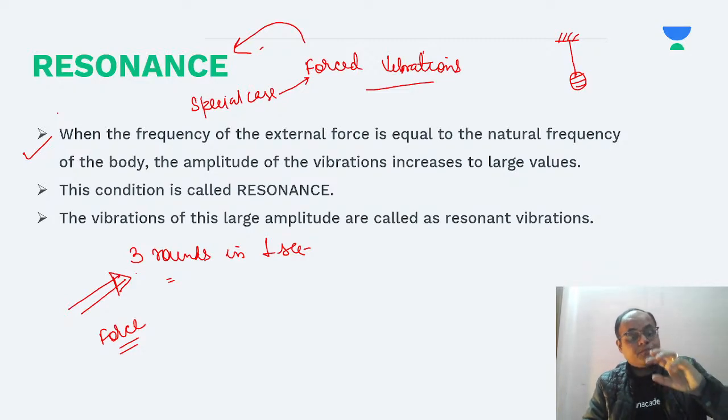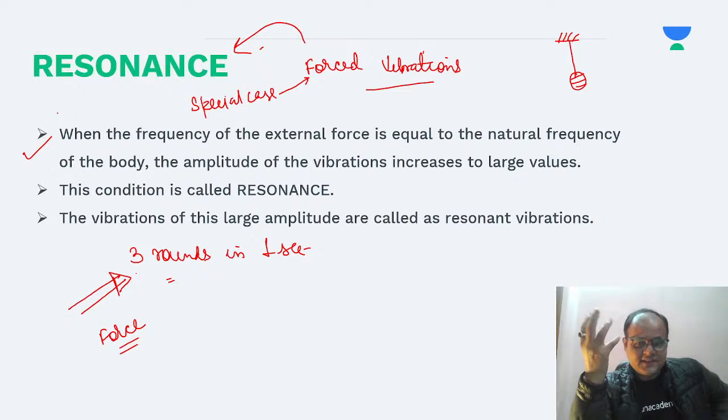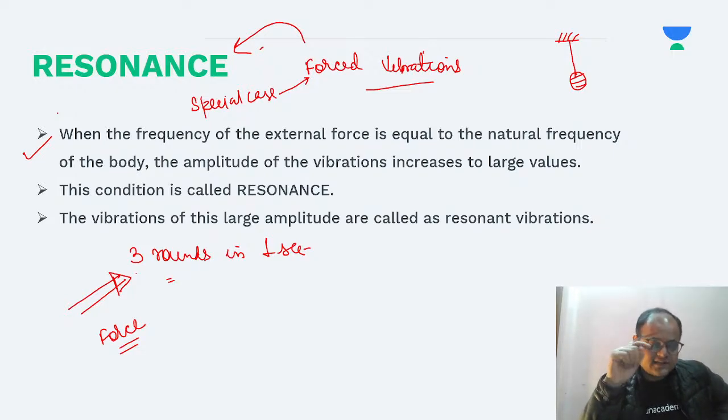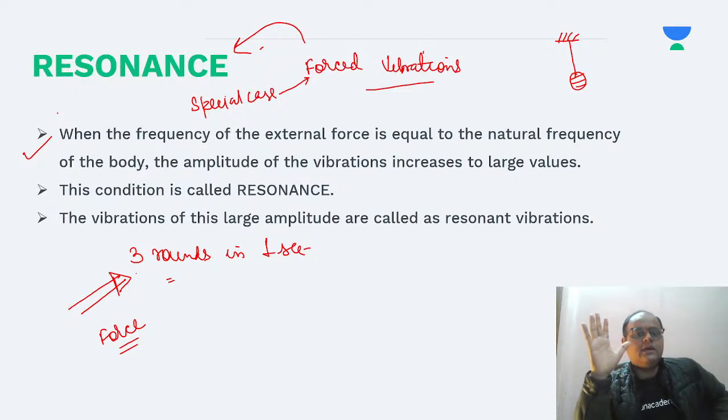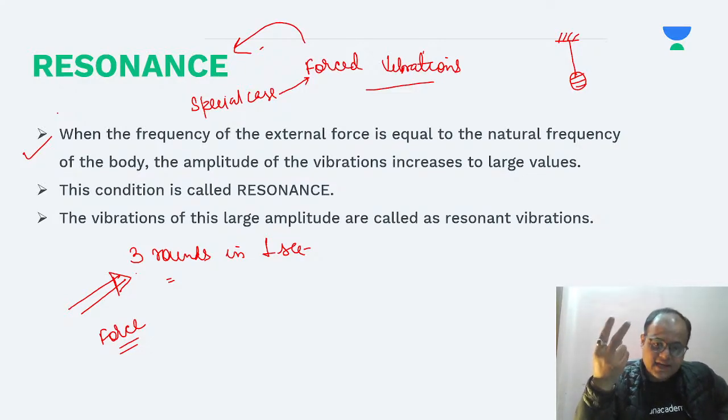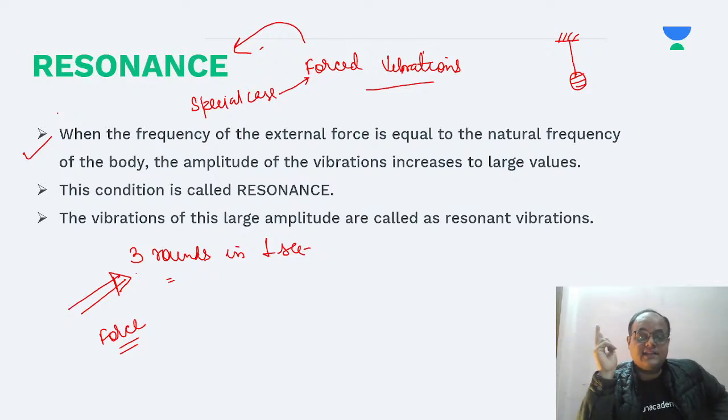So what is the necessary condition for resonance? What are the characteristics for resonance? The very first is that the frequency of the external force should be equal to the natural frequency. This is the first condition. The second condition is that the amplitude of the vibration increases. So these are two conditions for resonance. I hope you've got it. It's very easy and important as well.